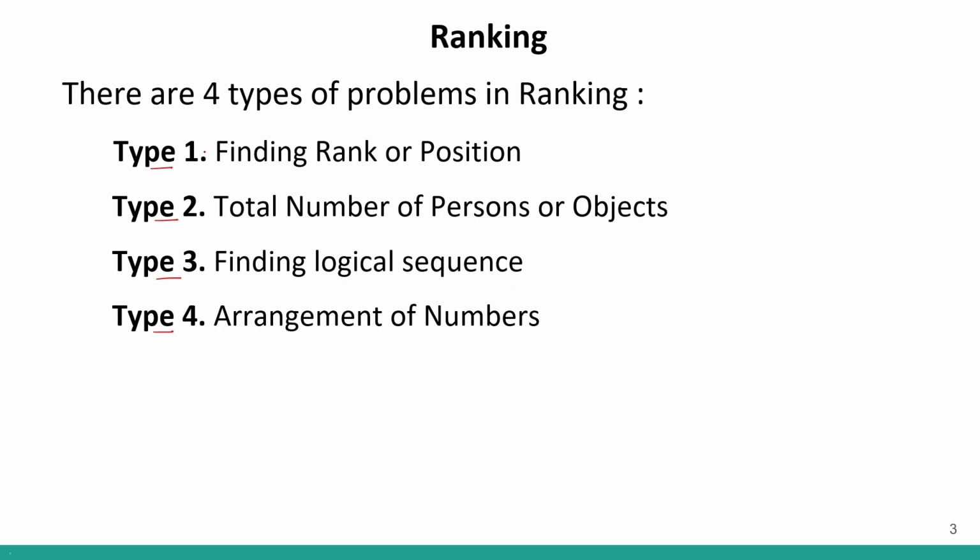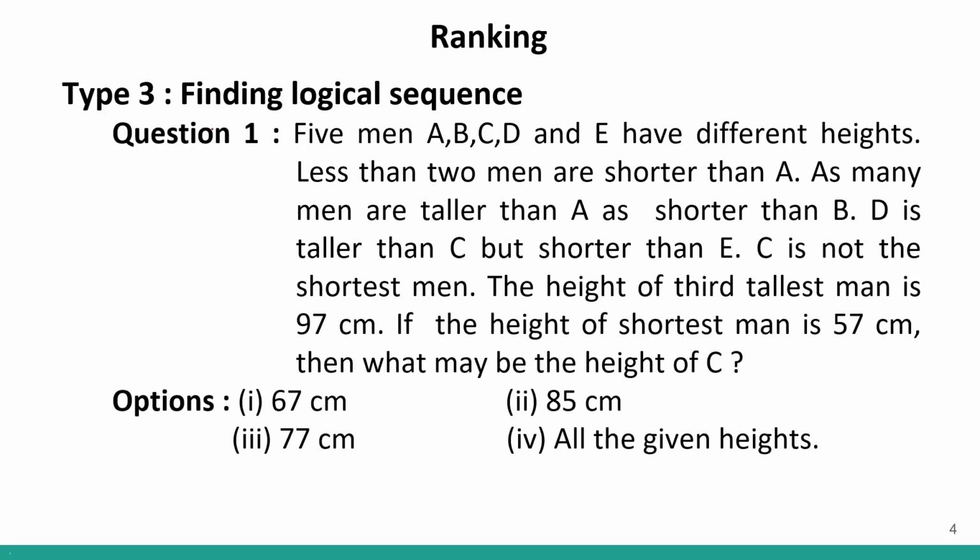In the previous lecture, we discussed these two types, that is type 1 and type 2. In today's lecture, we will discuss type 3 and type 4, that means finding logical sequence and arrangement of numbers. So we will solve certain exercise questions to get a better conceptual clarity on these two types. Let us start with type 3, finding logical sequence.